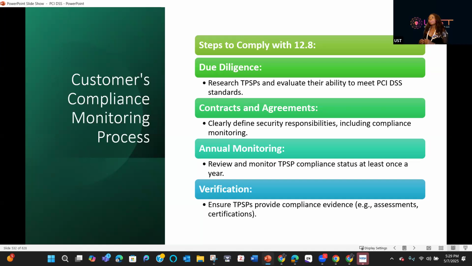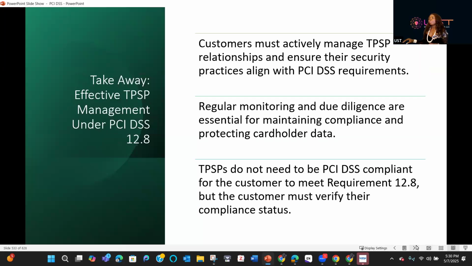And then you go to annual monitoring, where you review and monitor the third-party service provider's compliance status at least once a year. And then you go through the verification, where you ensure that the third-party service provider provides compliance evidence, such as assessment certifications, right? So there was a takeaway on this. Customers must actively manage the third-party service provider relationship and ensure their security practices align with PCI DSS requirements. Regularly monitoring and performing due diligence are very, very essential to make sure that the compliance aspect is maintained and cardholder data is also being protected.